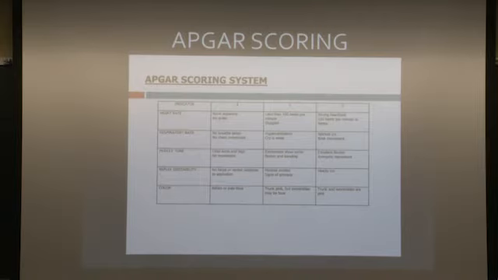So if you have no heart rate or no pulse, that baby gets a 0 APGAR score for that category. However, if the heart rate is less than 100 beats per minute or sluggish, the infant gets a 1 score. Strong heartbeat and 100 beats or more is a 2 score. APGAR scoring is done at 1 minute and 5 minutes after birth.